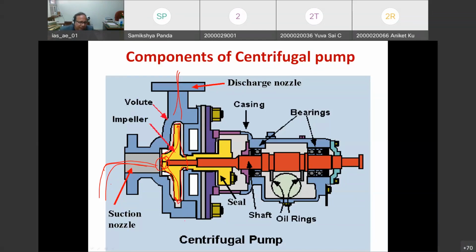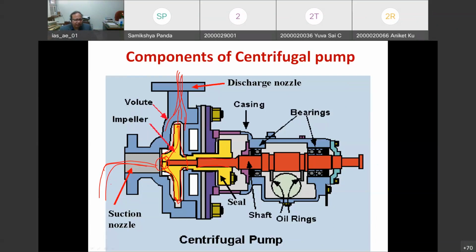The water comes to the outer edge of the impeller, and then with the help of the casing it goes to the discharge line. So this is the principle. The only important component is the impeller, which is connected to the shaft, and this shaft is connected to the prime mover, which rotates the impeller.